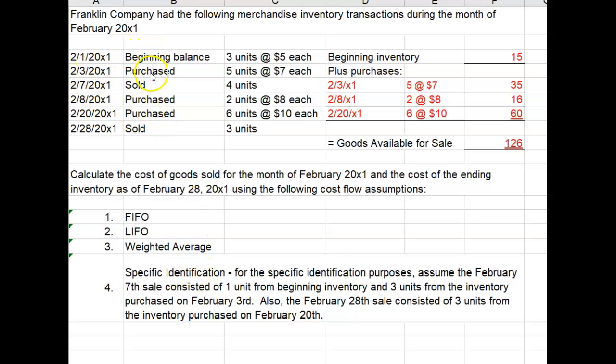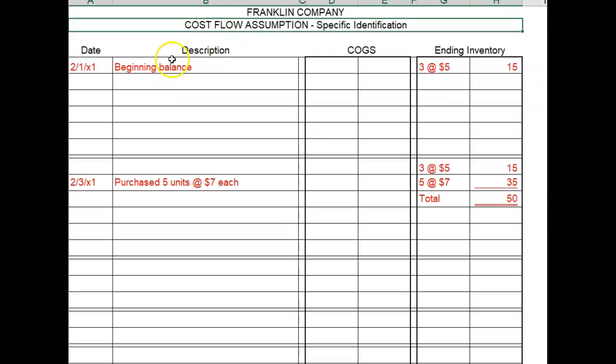As always, these first 2 lines will be the same for every single cost flow assumption, including specific identification. So I filled in the beginning balance, 3 at 5 equals $15. And then, because nothing else happened, there were no sales, no other things that happened in here, I went ahead and brought that beginning inventory down to the next box. And now I can completely ignore anything written in the boxes above the box I'm currently working in. And this is the oldest inventory I own.